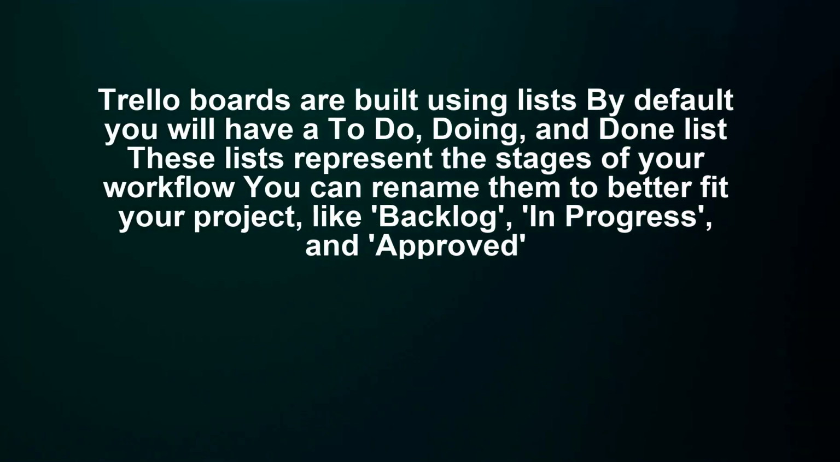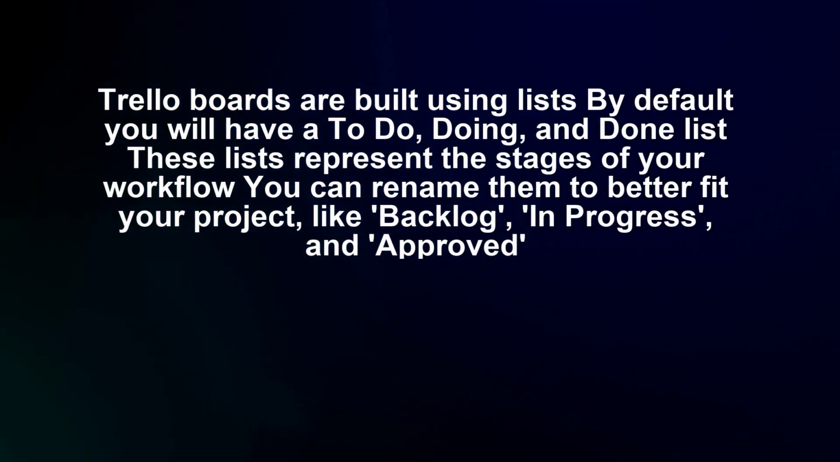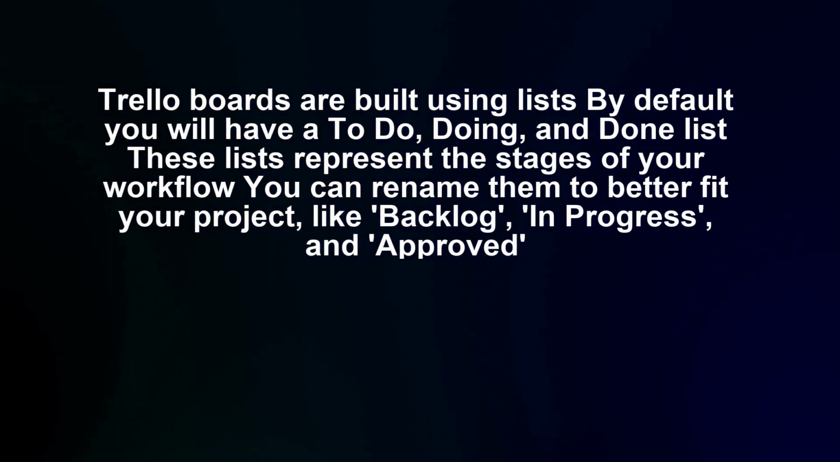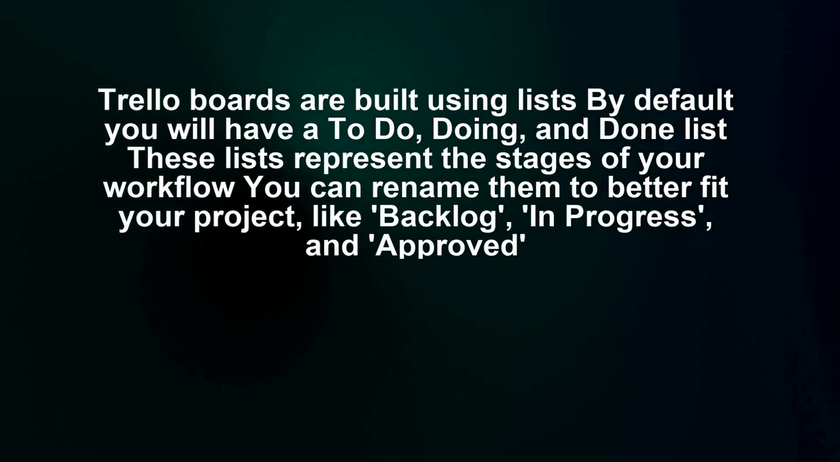Trello boards are built using lists. By default, you will have a to-do, doing, and done list. These lists represent the stages of your workflow. You can rename them to better fit your project, like backlog, in progress, and approved.